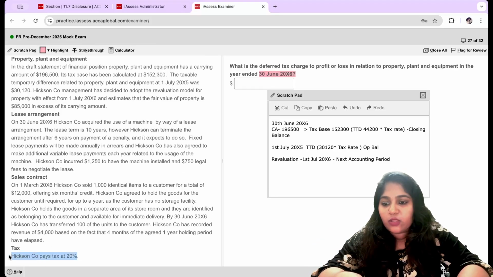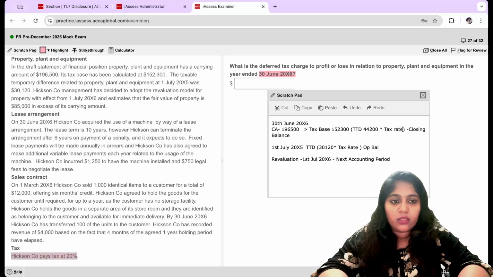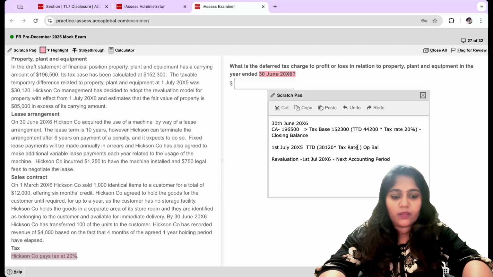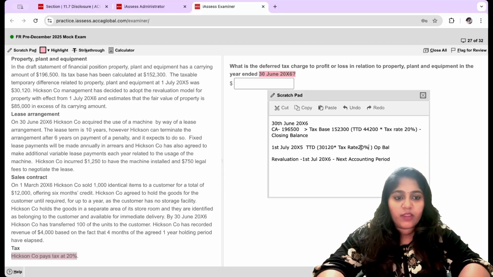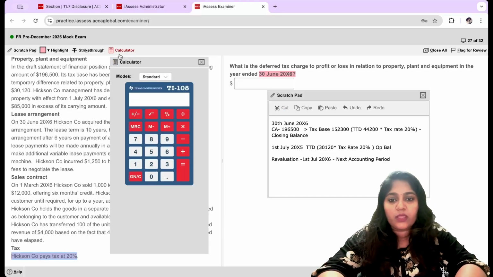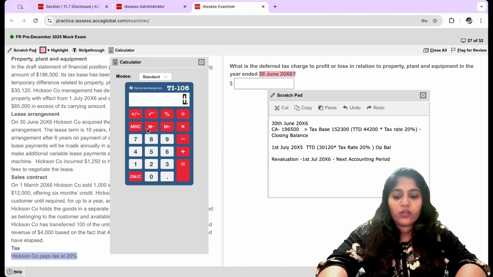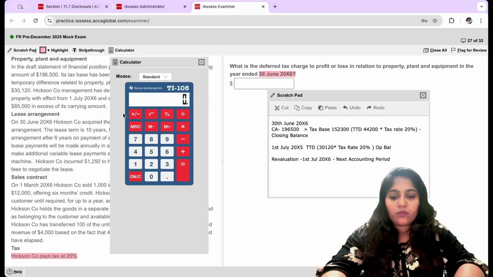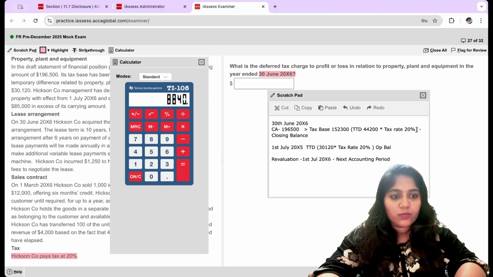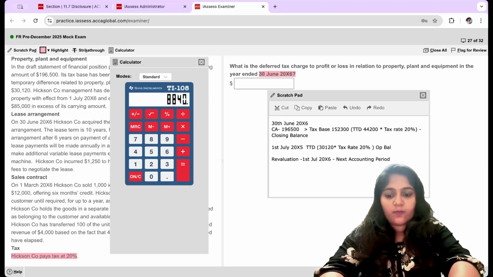At the last, can you all see they have given the tax rate? The tax rate is 20%. Here I will multiply with 20%, here I will multiply with 20%. Let's find out what my opening and closing balance is. If there is an increase, it will increase your tax charge to the statement of P&L. So 44,200 multiplied with 20 percent, 8,840 is my closing balance.